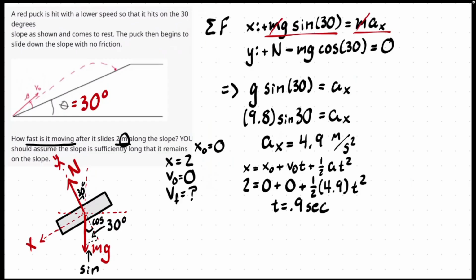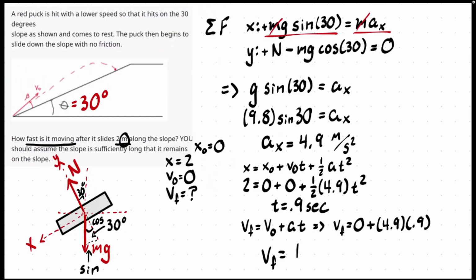All right, so that's our time. That's how long it's going to take for us to travel 2 meters, accelerating at 4.9. And now we can solve for our final velocity. So we have this second equation where we know a final velocity is equal to an initial velocity plus the acceleration times time. So we can plug values in here. Our final velocity is what we're looking for. So Vf is equal to our initial velocity, which was 0, plus the acceleration, which was 4.9, times our time, which we solved to be 0.9 seconds. And then doing that multiplication, I got that my Vf is going to be equal to 4.42.